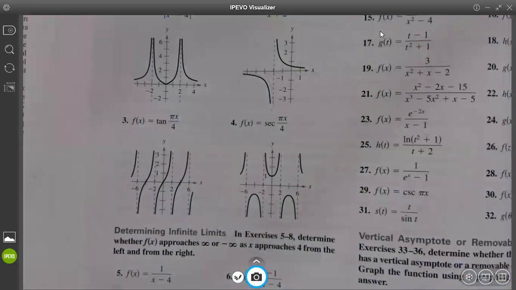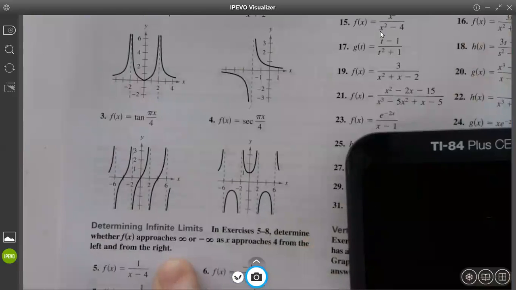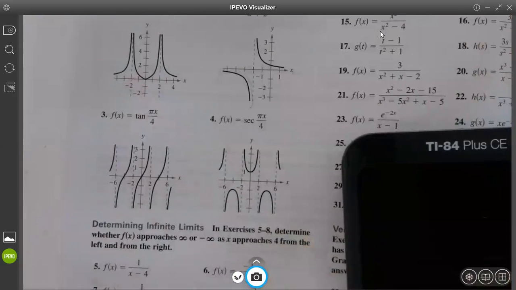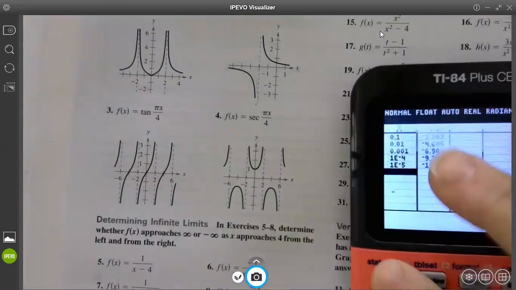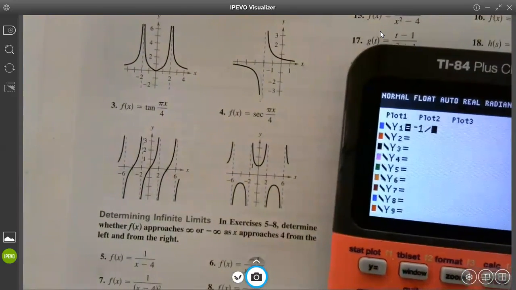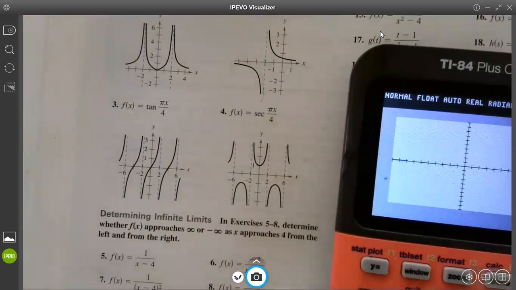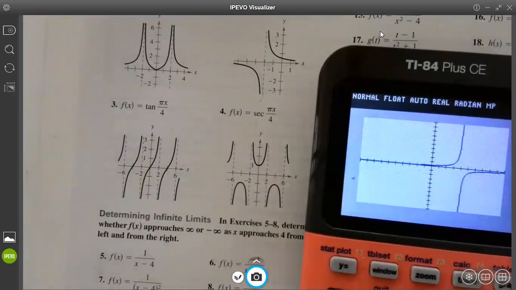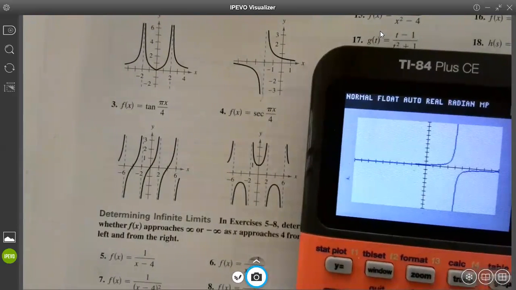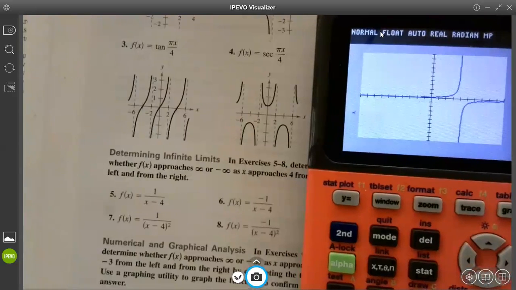All right, look at number 6. It says, as it approaches 4 from the left and the right. So on number 6, I'm going to put this in my calculator: -1 over x minus 4. And I'm going to graph it. We're looking at as it approaches 4. What happens at 4? What do we have at 4? How about that? Vertical asymptote.